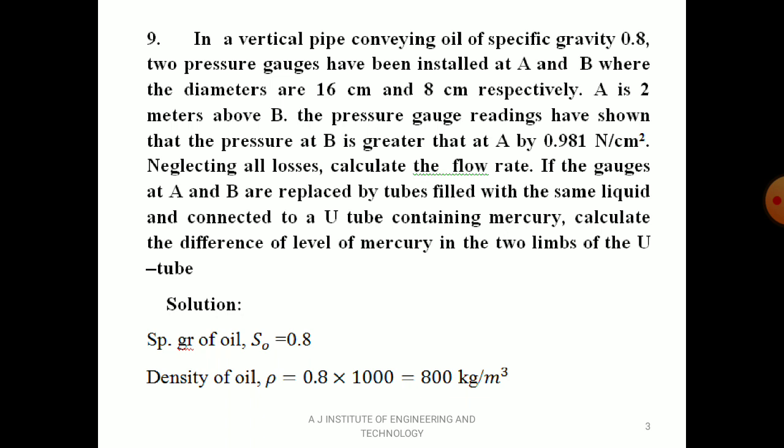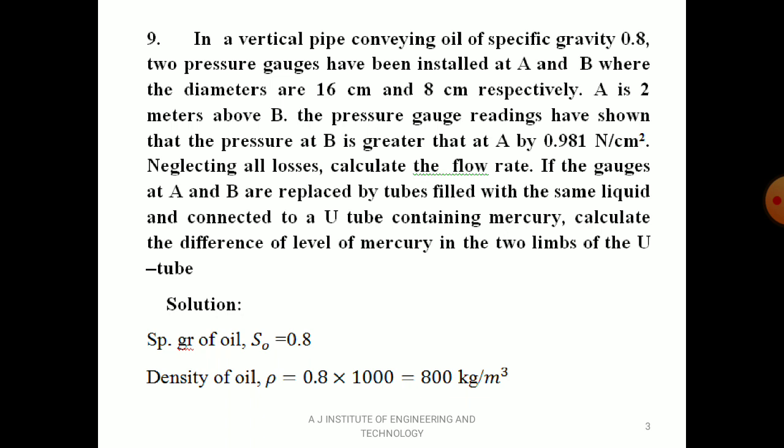So there is a vertical pipe. This problem is related to a vertical pipe conveying oil of specific gravity 0.8, that is, the flowing fluid has specific gravity 0.8. Two pressure gauges have been installed at A and B. So what is the function of a pressure gauge? It is used to measure the pressure at the inlet of the pipe as well as at the throat.